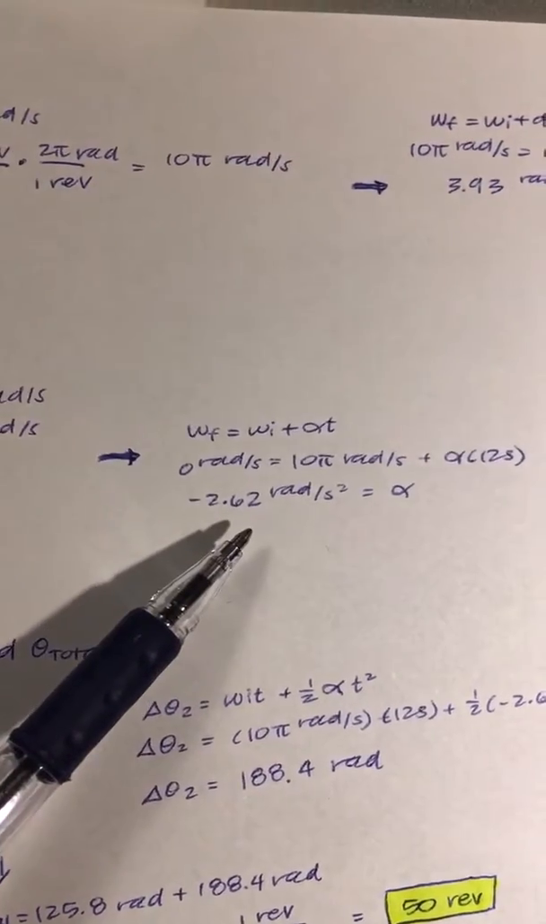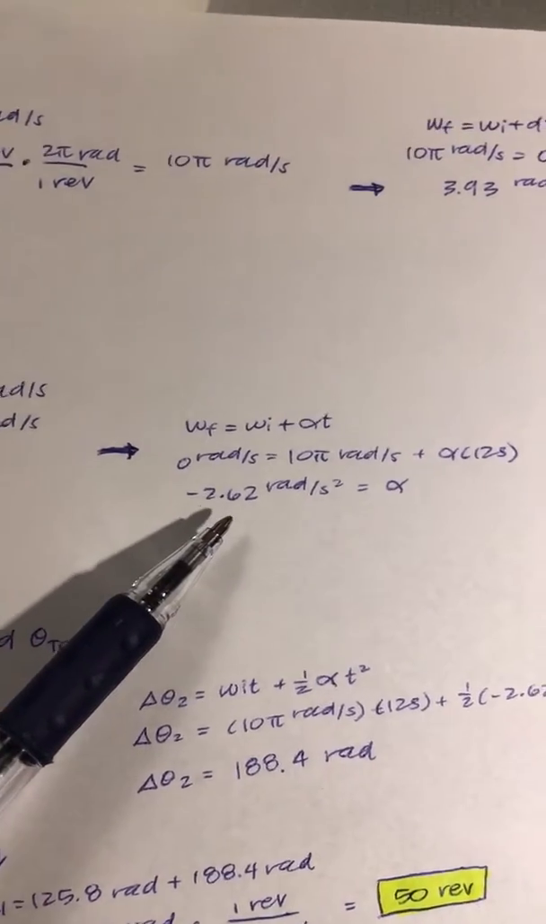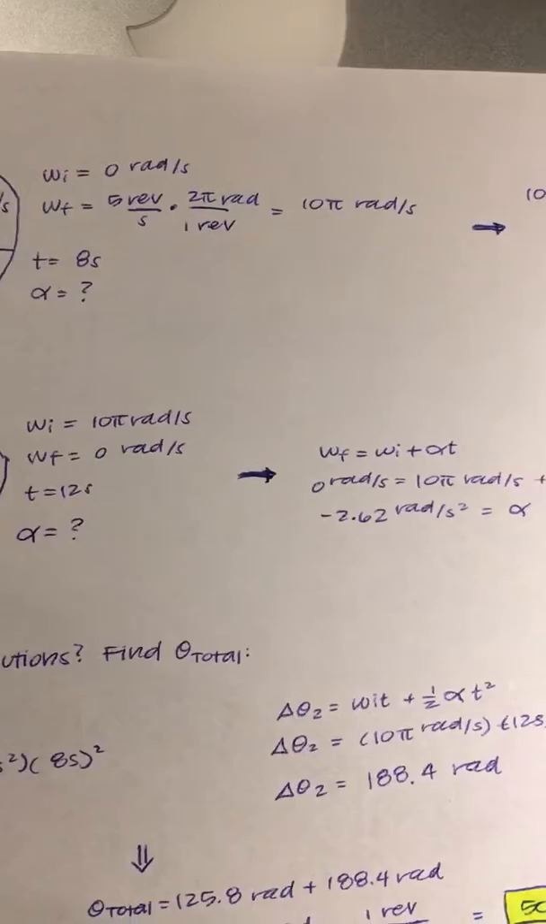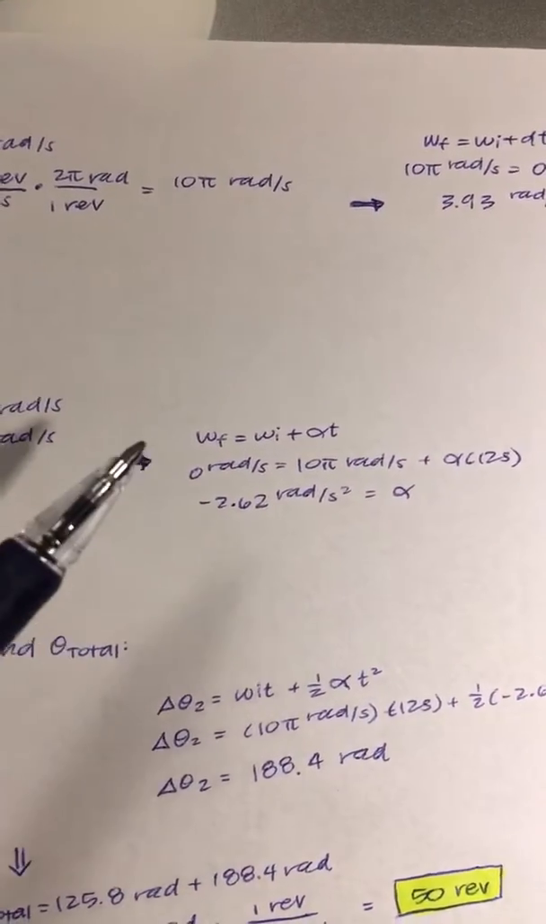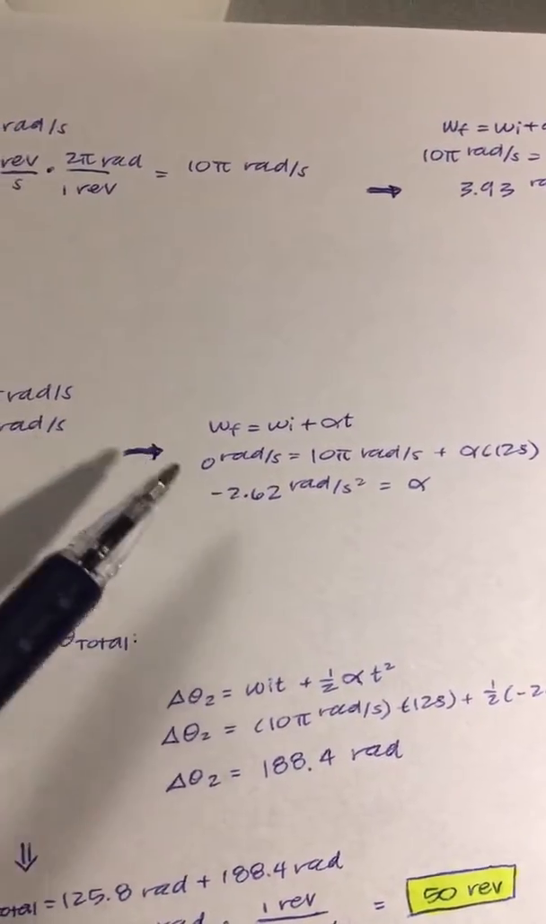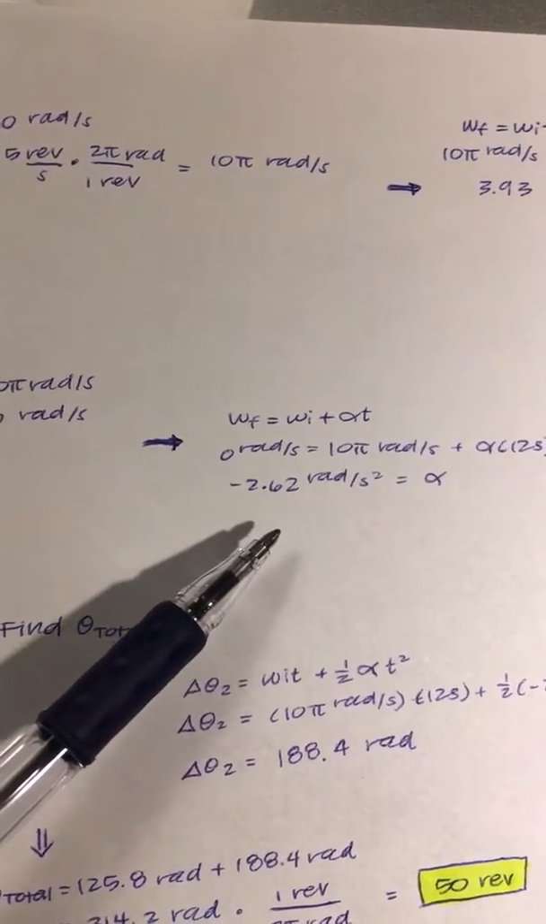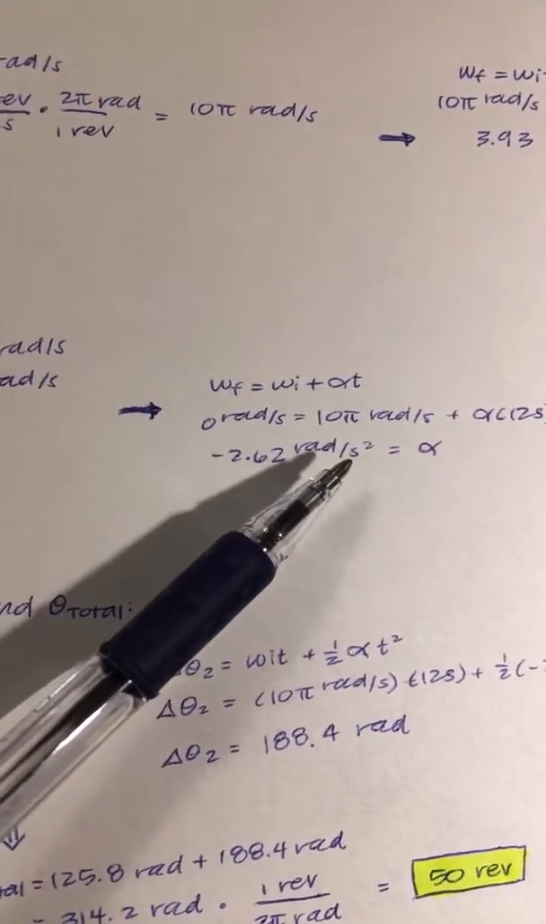Since it's slowing down, the acceleration is going to be the angular acceleration and the angular velocity. Sorry, I'm just going to be using the words velocity and acceleration just to make it easier. It's going to be negative since we're slowing down, so it's negative 2.62 radians per second squared.